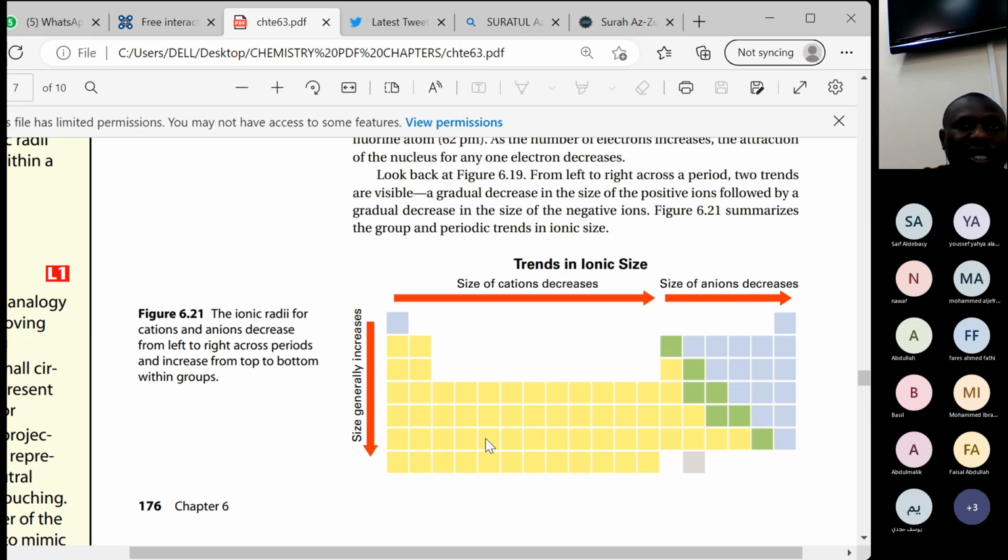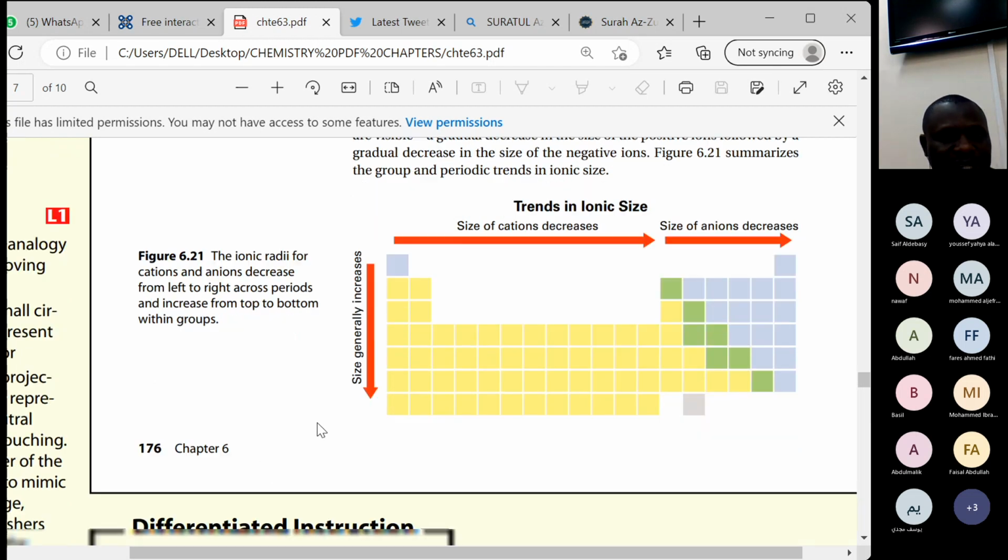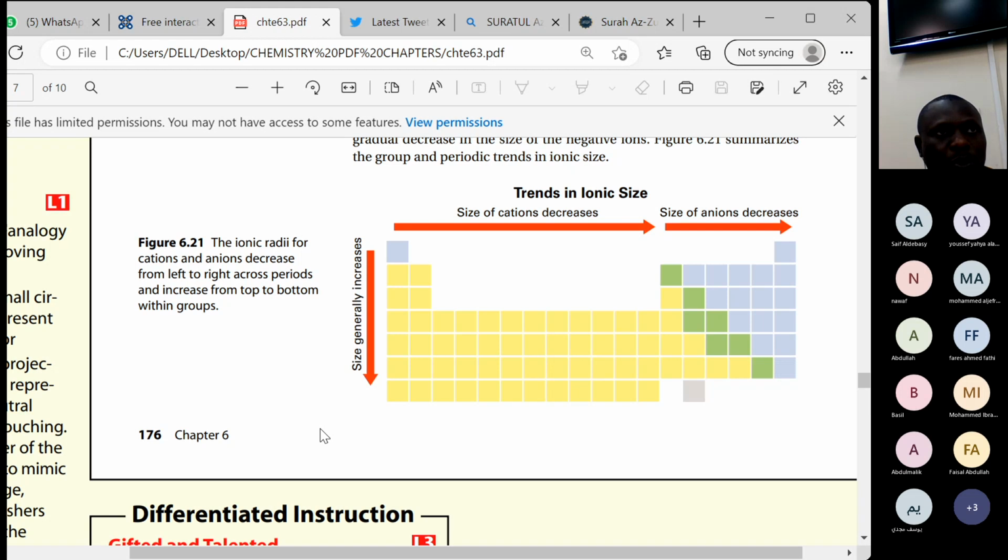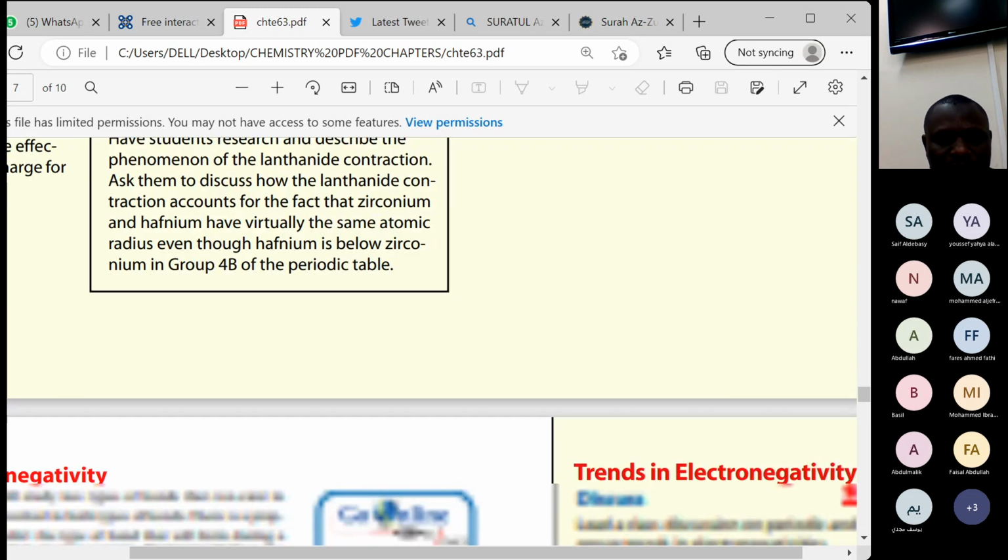As you go down the group, the number of energy levels increases. But when you go across a period, the number of energy levels is the same from the left to the right. But from the top to the bottom, the energy levels increase. That is why from top to bottom, the size of the ion increases, but from left to right across the period, the size of the ion decreases.